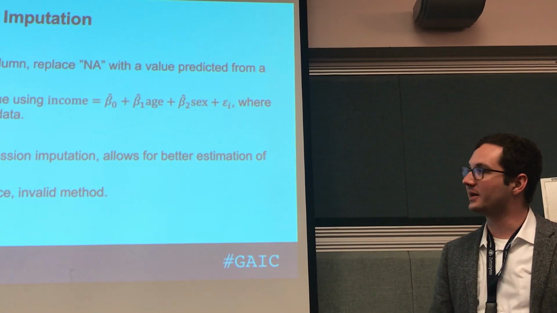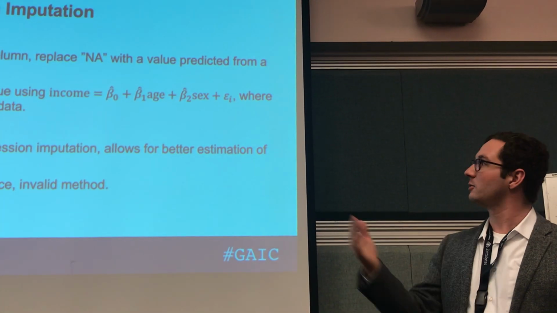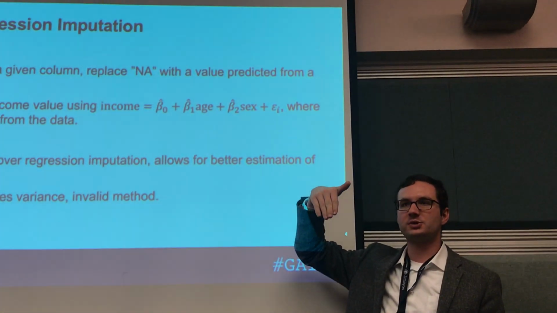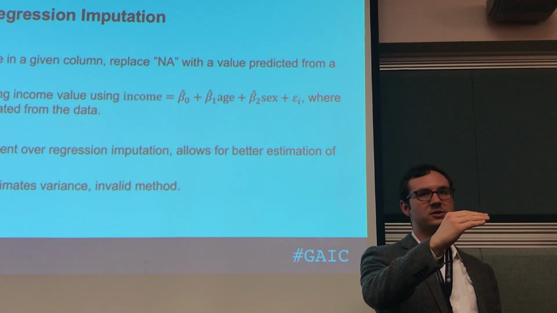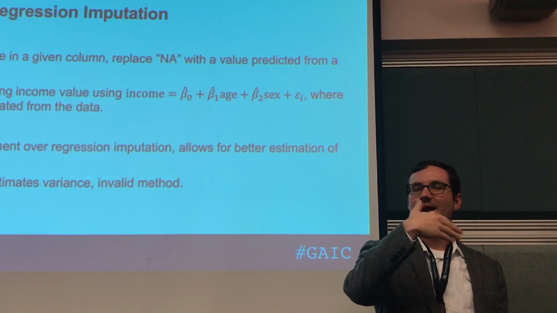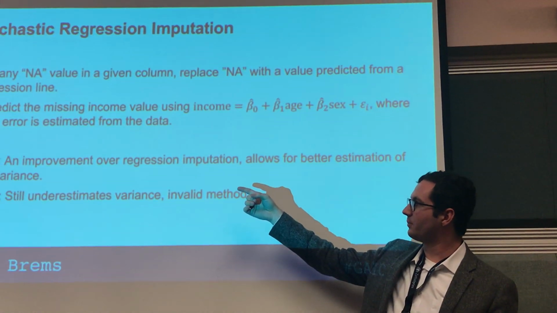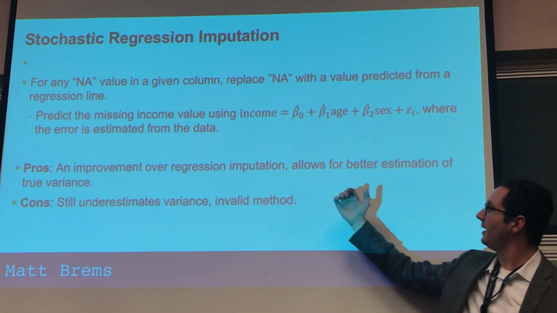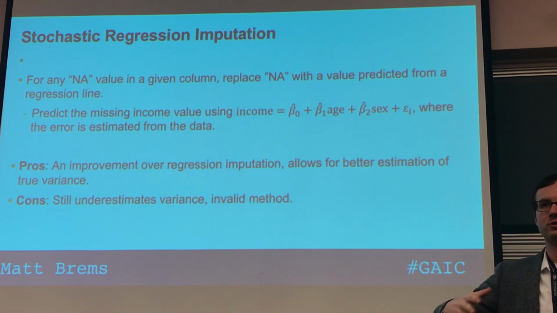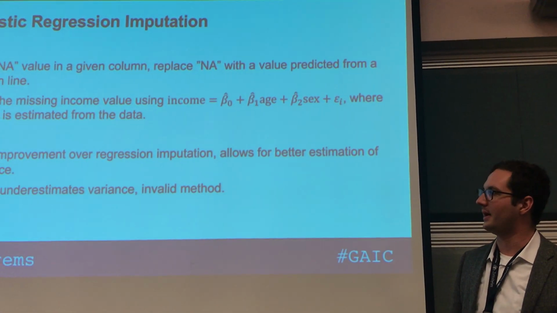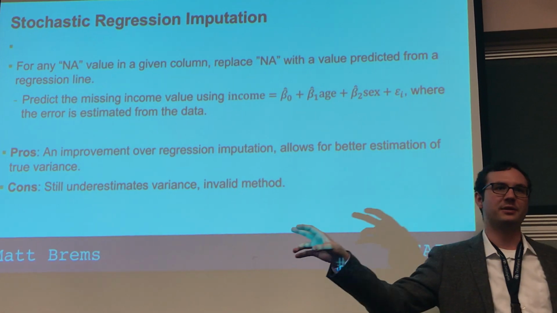So let's say that I were to predict a value of income, and I predicted $50,000. Then I'm going to randomly pull an error from a normal distribution, and maybe that adds $5,000. So instead of predicting 50,000, which would be right on the line of best fit, I actually generate a value of 55,000. So this is an improvement over regression imputation, and it's going to allow for better estimation of the true variance. It's going to get us closer to properly estimating the variance in our data. But it still does underestimate our variance, and it still is an invalid method of imputation.